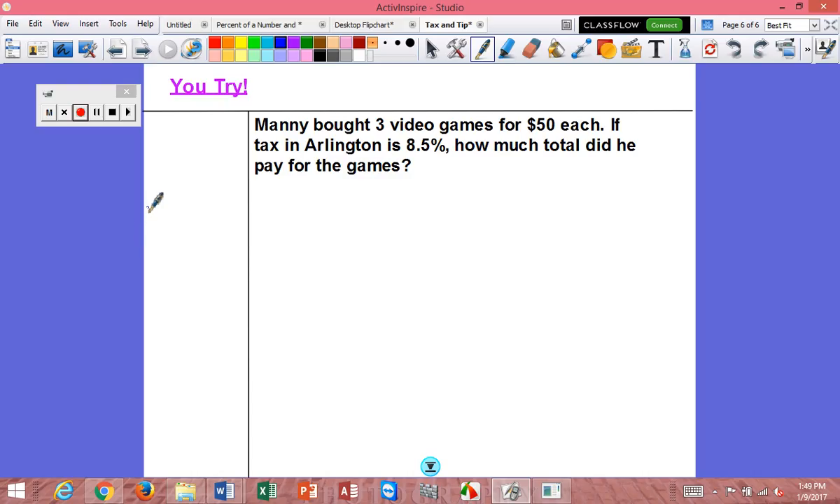All right, now it's time for you to try. So make sure that you identify all your parts. Estimate first. Are you finding just part of the original cost, or are you going to have to find a grand total? And then make sure you set up your proportion and solve. All right, make sure you've got everything recorded, and I will see you next class day.